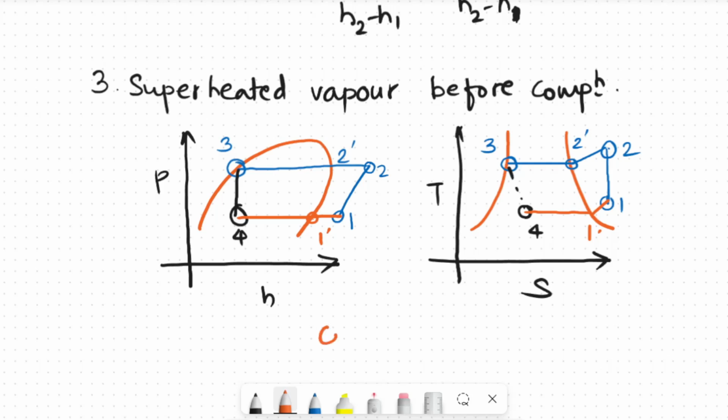And what about the COP? I hope that now you have memorized the formula. So H1 minus HF3 divided by H2 minus H1.